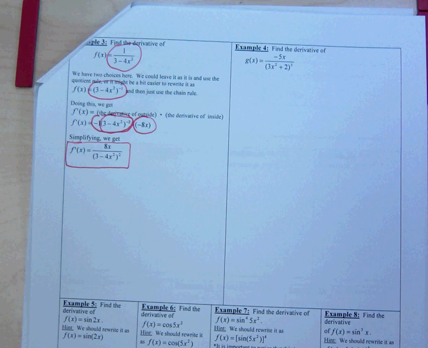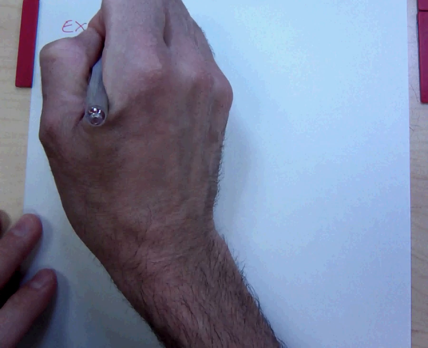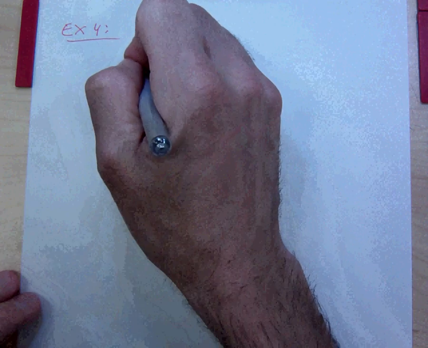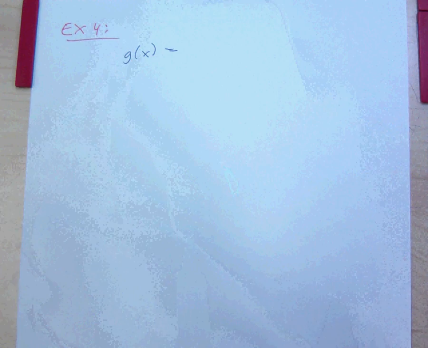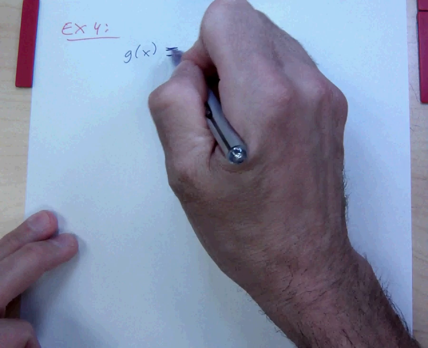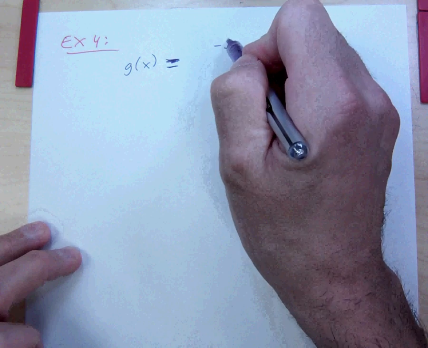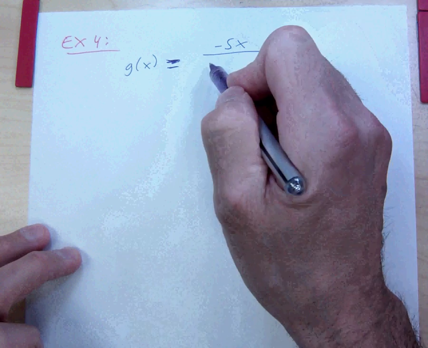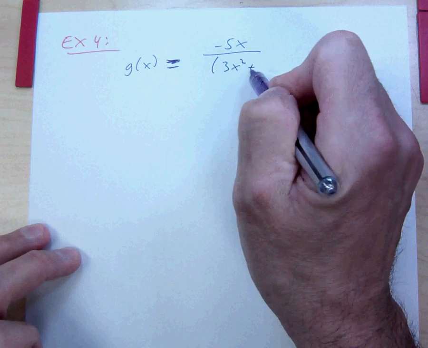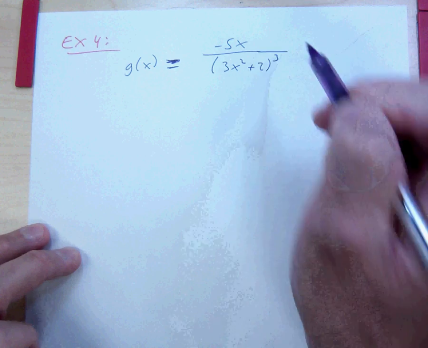Let's look at example 4. Let me use a darker pen here. Okay, so here's the function. All right, let's talk about it before we start. You actually have a couple options here.